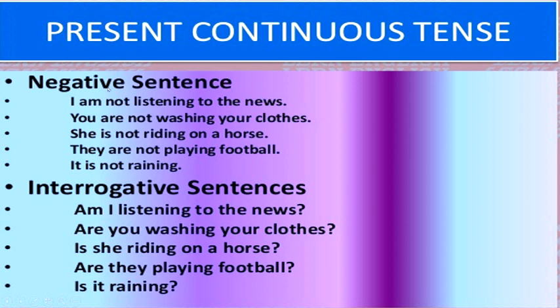Alright. So please remember, where do we use is, am, are? And then add not. Changing them into interrogative sentences. Children, we have to just take our helping verb and put them in the beginning. Am I listening to the news? Are you washing your clothes? Is she riding on a horse? Are they playing football? Is it raining?